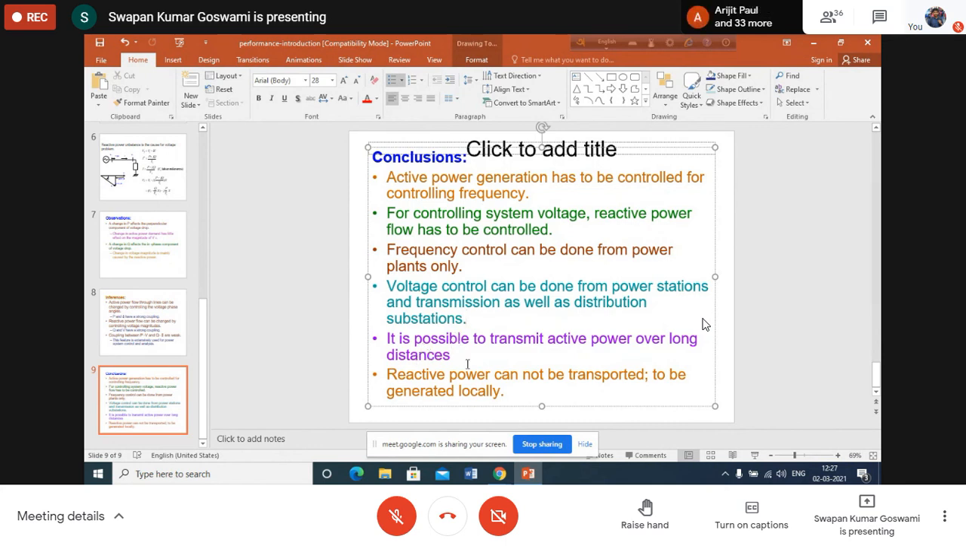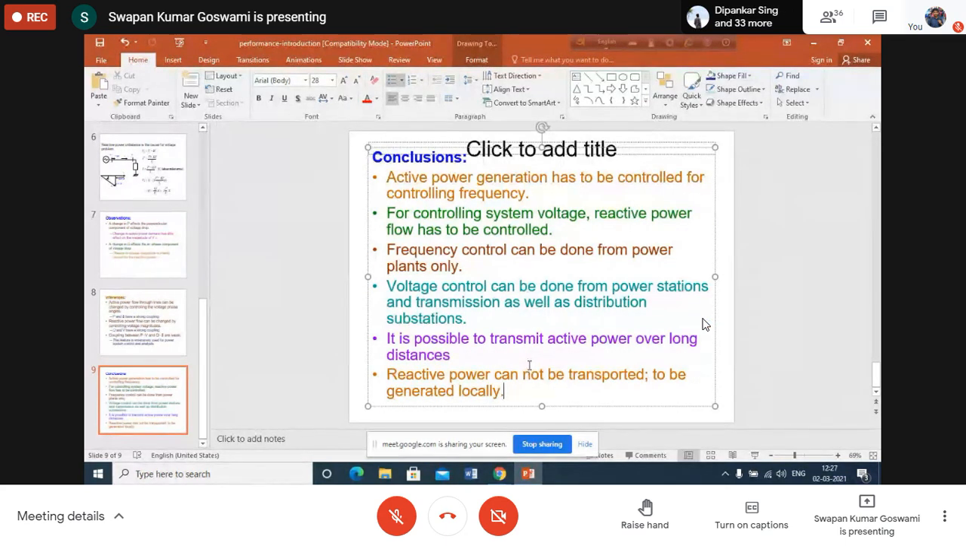So it is all right, then it is possible to transmit active power over long distances. Is this point clear? You can transmit active power over a long distance. Say 500 kilometer দূরে তুমি active power পাঠাতে পারো, but you cannot do that in respect of reactive power. Reactive power cannot be transported; it has to be generated locally. So is this point clear?